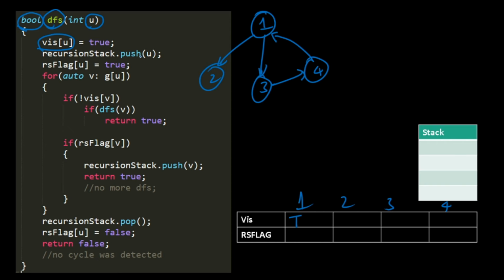Now 1 is pushed into the stack, and the RS flag for 1 is also set to true. Okay, now we reach this line of code.